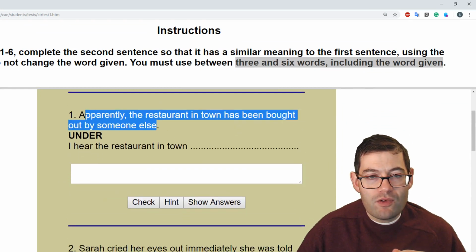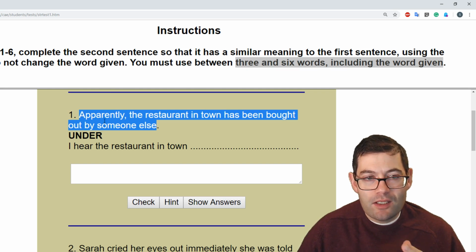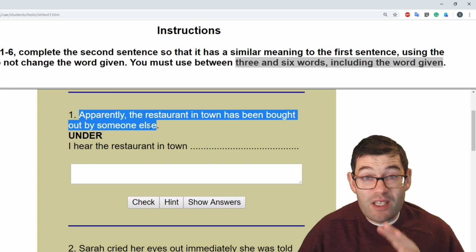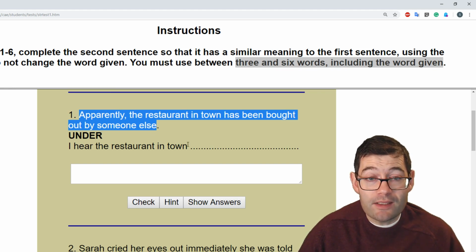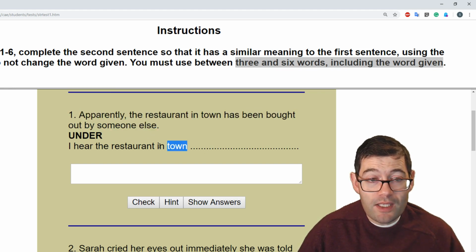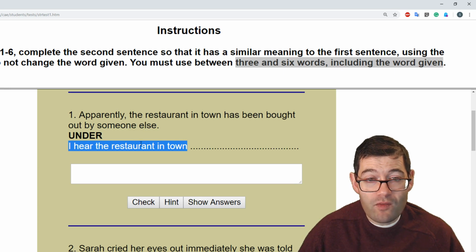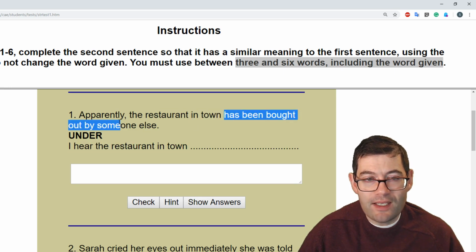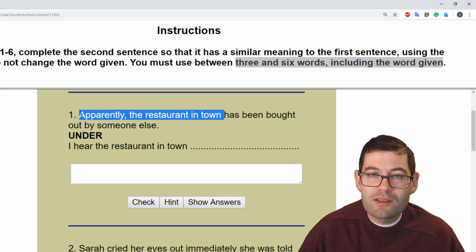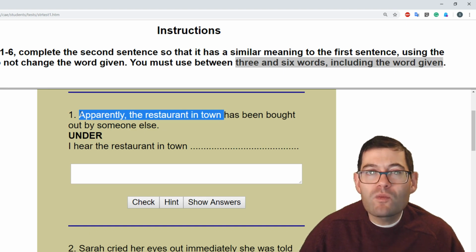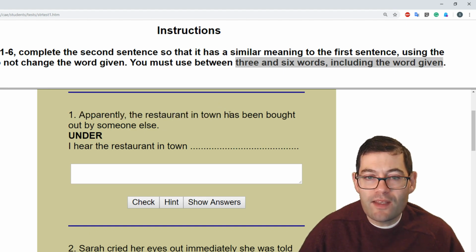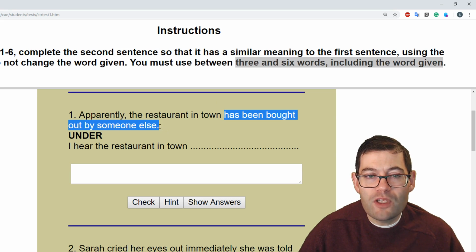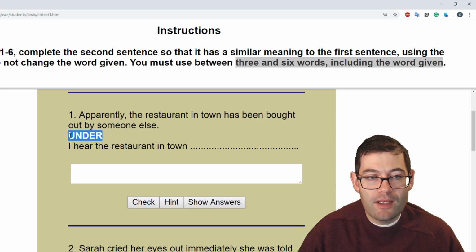Apparently the restaurant in town has been bought out by someone else. So let's identify the information that we don't have to worry about in the answer. We've got the words, I hear the restaurant in town, which basically covers this information here. So we don't have to worry about this information. What we have to think about is how we can reword this part of the sentence using the keyword under.